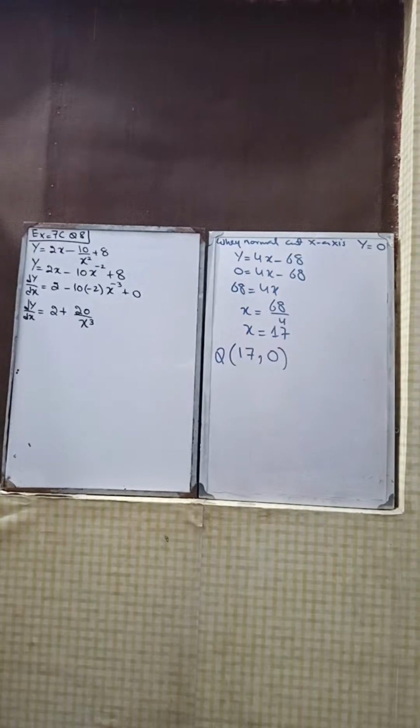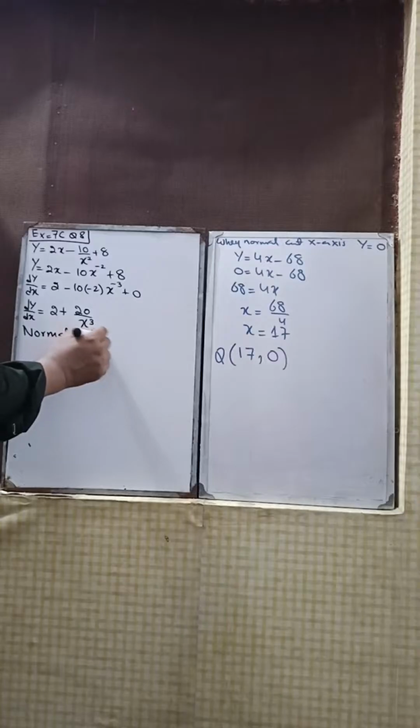Question number 8, B part. It says, show that the normal to the curve at the point (-4, -5/8) meets the y-axis at the point (0, -3). So we have to find the normal. First of all, we have to find the equation of the normal at the point.